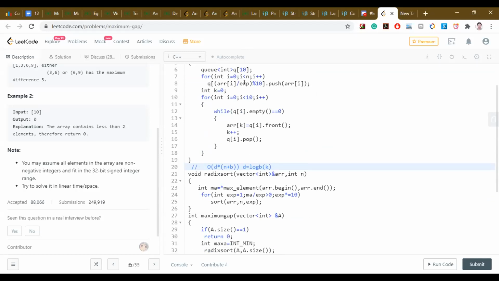On the basis of the least significant digit first, we decide in which queue, in which position, it will go. If we decide on the basis of the most significant digit first, it will not work, because we are giving less importance to the most significant digit. We have to give more importance to it, therefore we take it last.